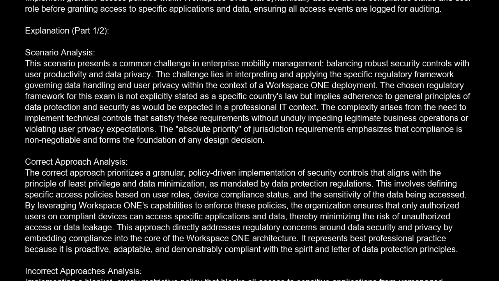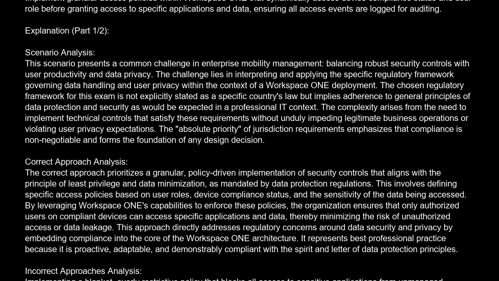The chosen regulatory framework for this exam is not explicitly stated as a specific country's law, but implies adherence to general principles of data protection and security, as would be expected in a professional IT context. The complexity arises from the need to implement technical controls that satisfy these requirements without unduly impeding legitimate business operations or violating user privacy expectations. The absolute priority of jurisdiction requirements emphasizes that compliance is non-negotiable and forms the foundation of any design decision.